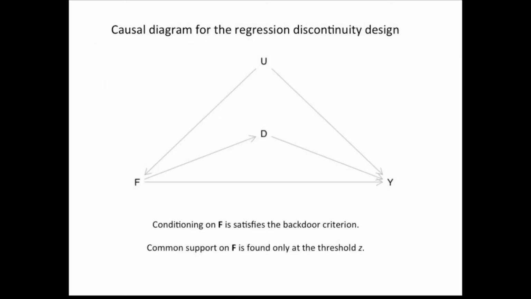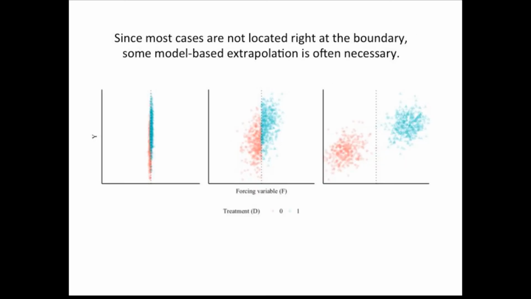So the intuition here is that if you look at the cases that are right at the boundary between treatment and control, those cases are maximally different on treatment, but they are minimally different on the forcing variable. So essentially, if we had a bunch of cases where the treatment cases are just on one side of the threshold and all the control cases are just on the other side of the threshold, we could just compare their outcomes and we would be good.